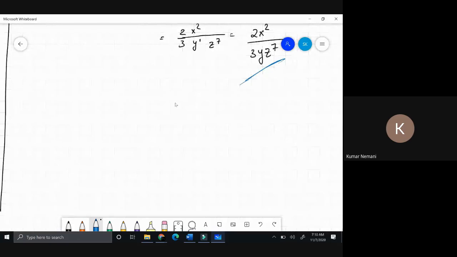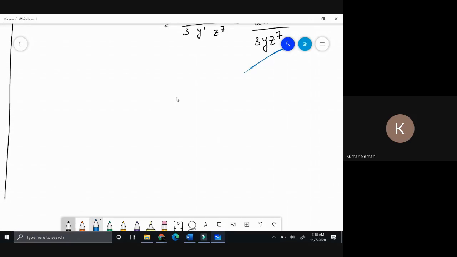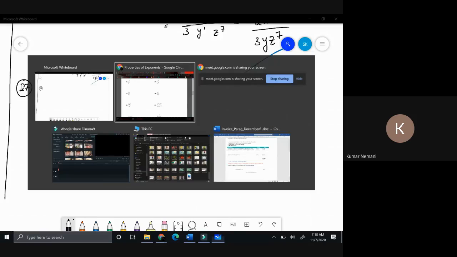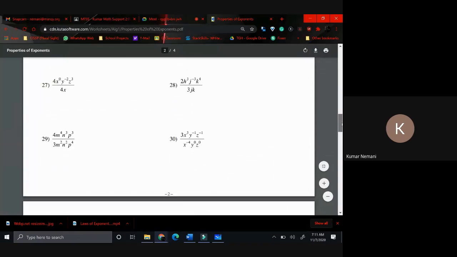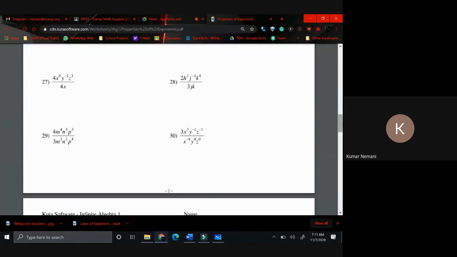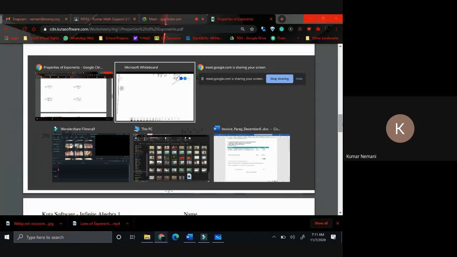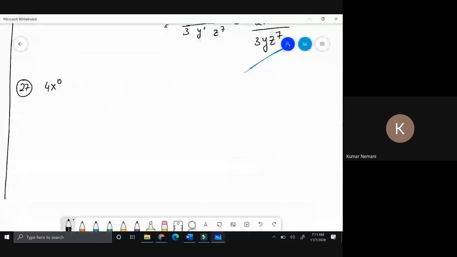Now let's go for problem 27. 4x power 0, y power negative 2, z power 3 divided by 4x.